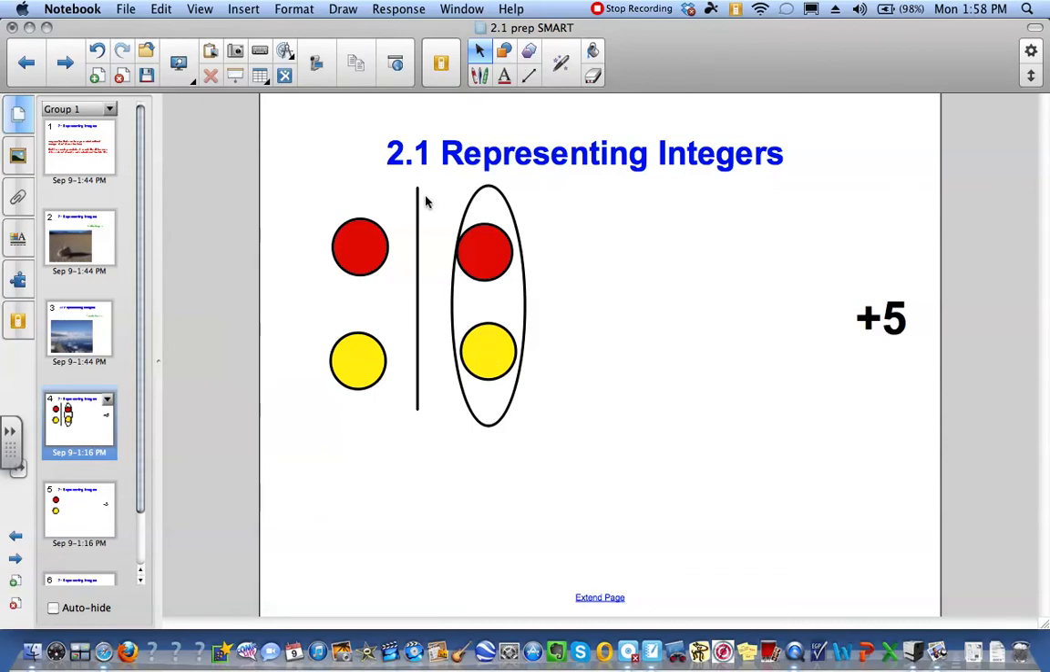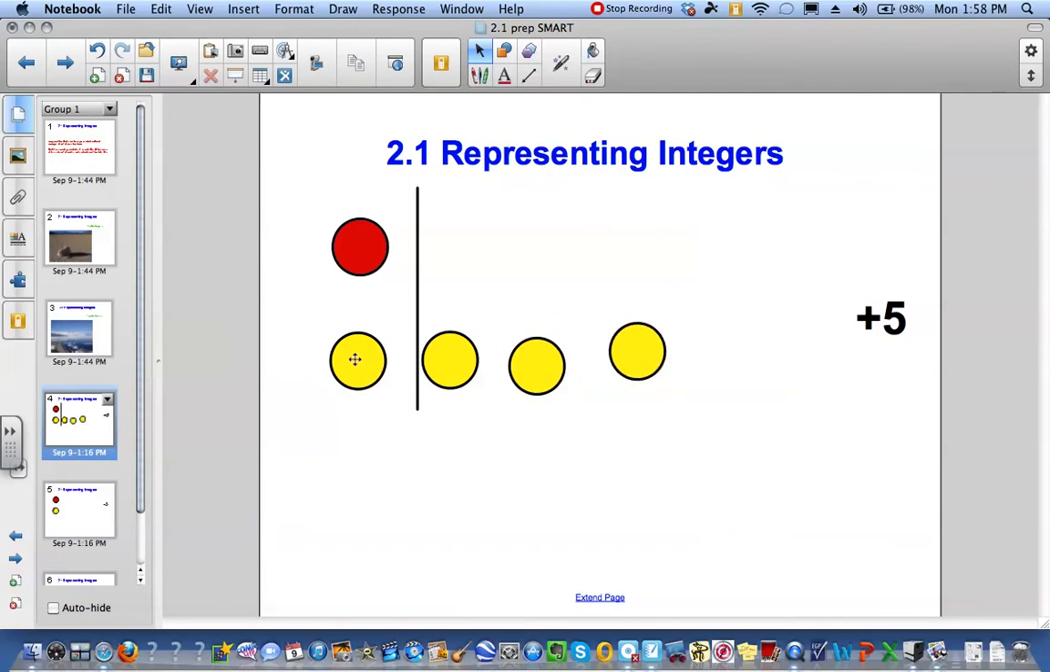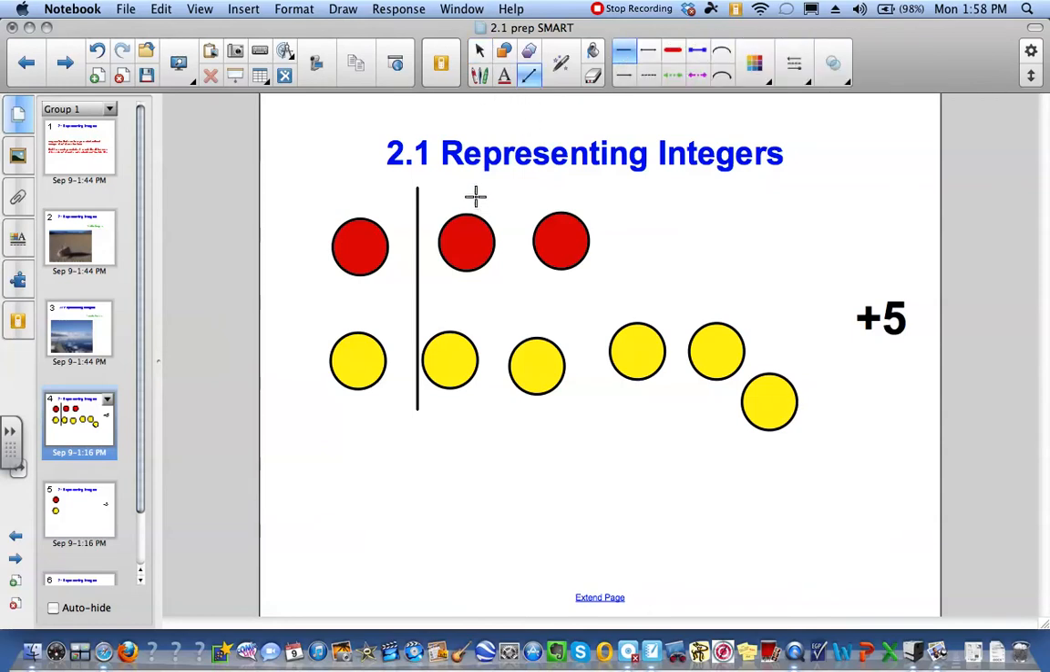So in order to show positive 5, I can easily go 1, 2, 3, 4, 5. I have 5 positives and no negatives, meaning I've made positive 5. If I brought out 2 negatives, these now cancel each other out, and I'm just left with a positive. These cancel, and I'm left with positive 3.